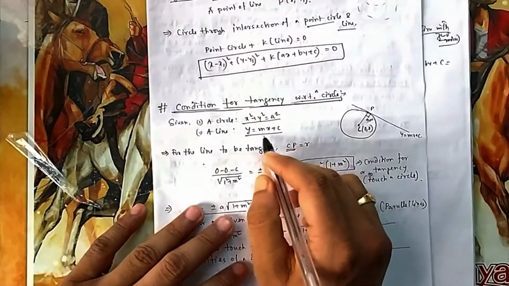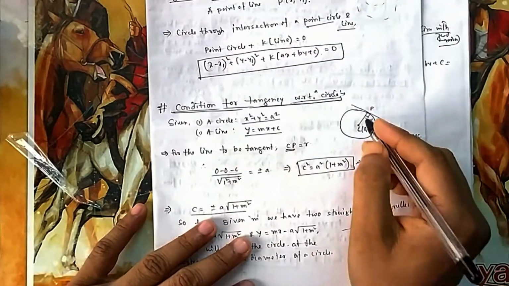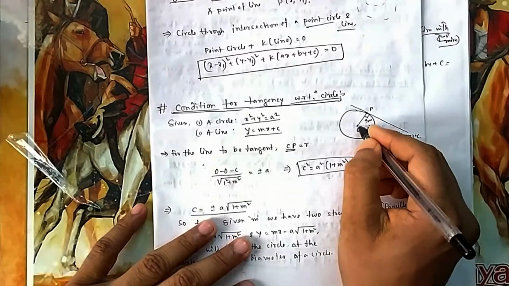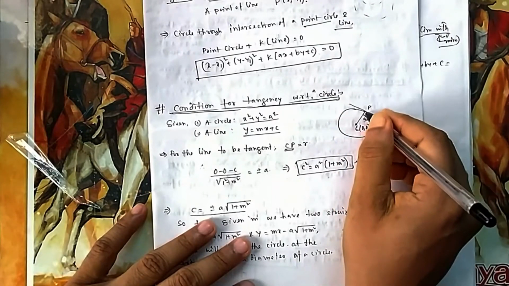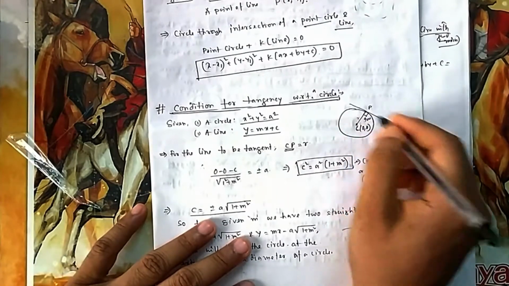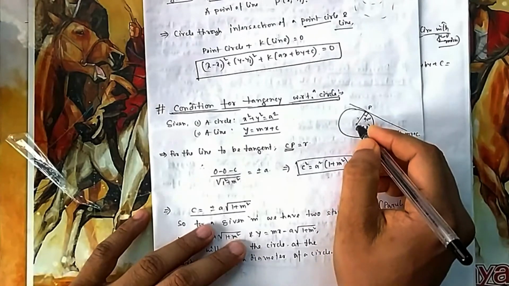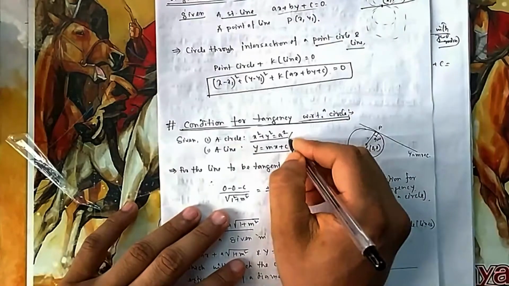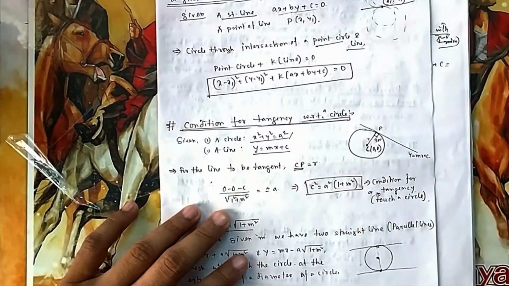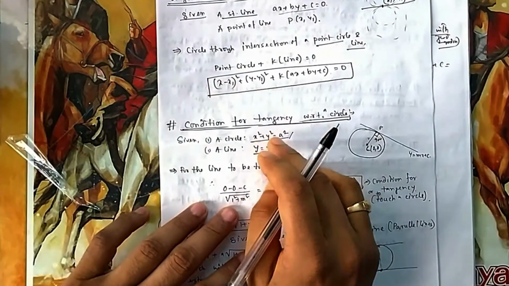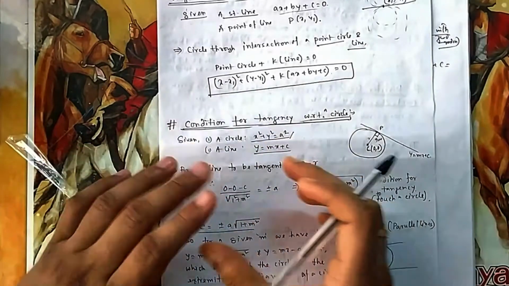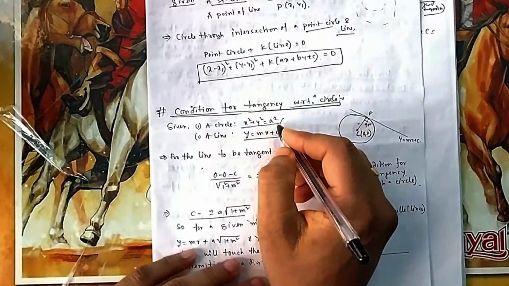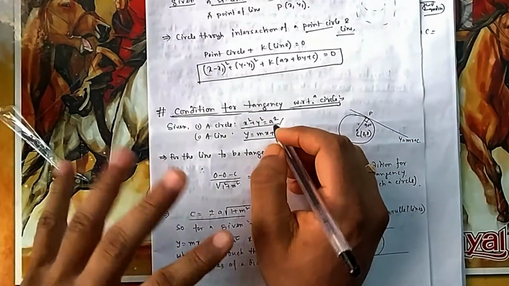For the line to be tangent, it has to touch the circle. So this length CP should be equal to the radius. If you take the perpendicular distance from the centre to the line, that is CP, it should be equal to the radius if it is a tangent. How to find a perpendicular distance from a point to a line, we have already explained. Here I have taken a circle in standard form, not general form, otherwise the formula becomes very big. In standard form the formula becomes simplified.